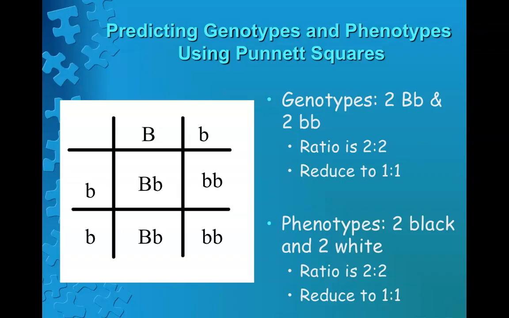So having a parent who is heterozygous mated with a parent who is homozygous recessive, I'm going to end up with two heterozygous individuals to two homozygous recessive. So a ratio of 2 to 2, or if we think of them kind of like fractions, we can reduce them to 1 to 1. So one heterozygote to one homozygous recessive. Phenotypes, well, heterozygotes are going to be black because they have a dominant allele. So I'm going to get two of them from this cross. And I'm also going to get two whites because white is recessive. So again, it's another ratio of 2 black to 2 white, or I can reduce it to 1 black to 1 white.